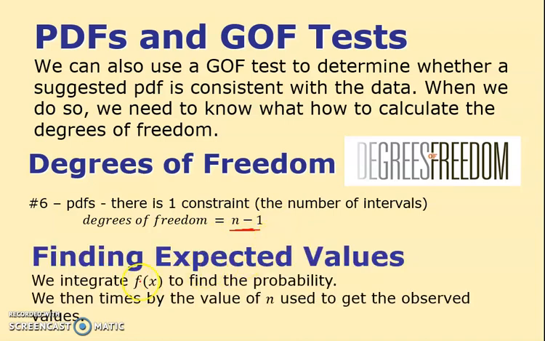And notice also we're going to have to be able to find the probability from the f of x. And we do that by integration. So in order to find the probability, we will need to integrate, and once we know the probability, we can times by n to get the expected values. So I've just realized that slide says the wrong thing. That should say the expected values.